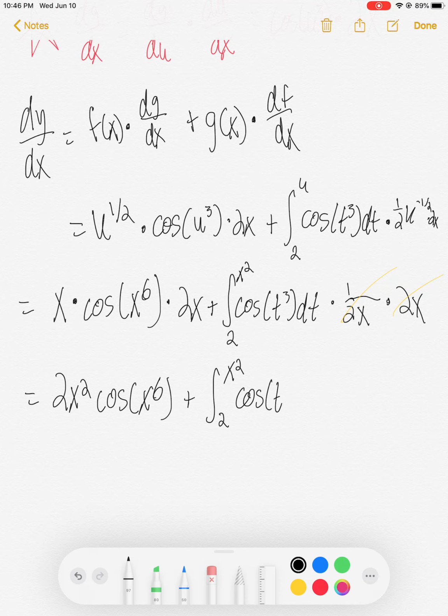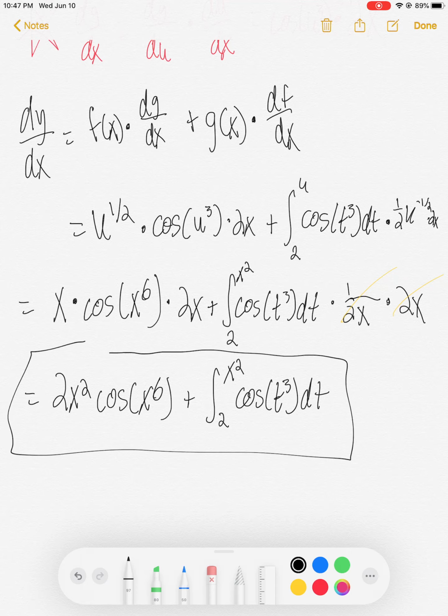All right, let's go ahead and simplify a bit more. This 1/2x and 2x over here is going to cancel. And over here, I have 2x squared cosine x to the 6th plus the integral from 2 to x squared cosine of t cubed dt. Give me just a minute. I'm not entirely sure if they want us to evaluate this integral. No, it doesn't look like they do. Okay. Yeah, they don't want us to evaluate this integral.